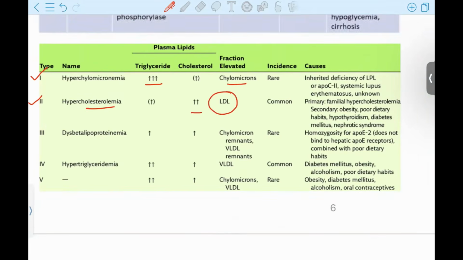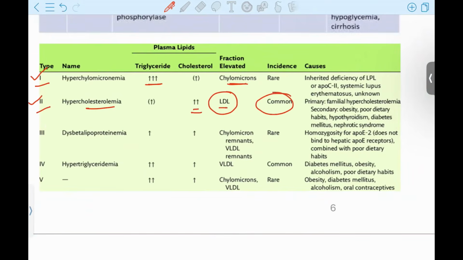So the name itself is telling. So triglycerides high, chylomicrons high, then that is type 1. And type 2 will be hypercholesterolemia, only the LDL and the cholesterol will be high. And of these both, the most common one is type 2 disease.